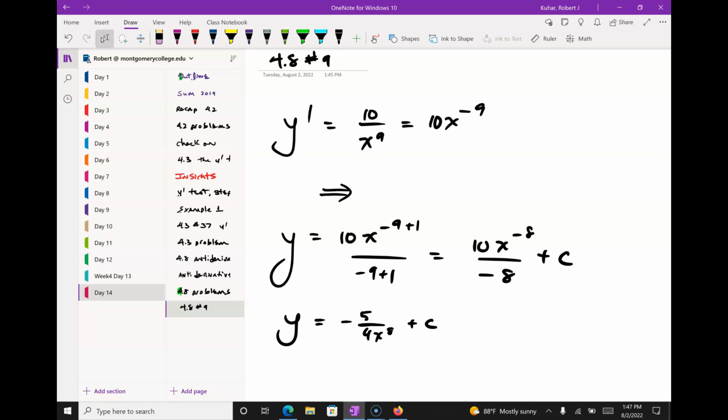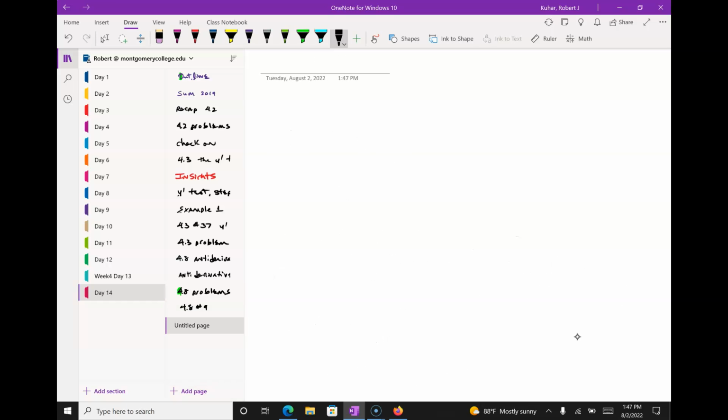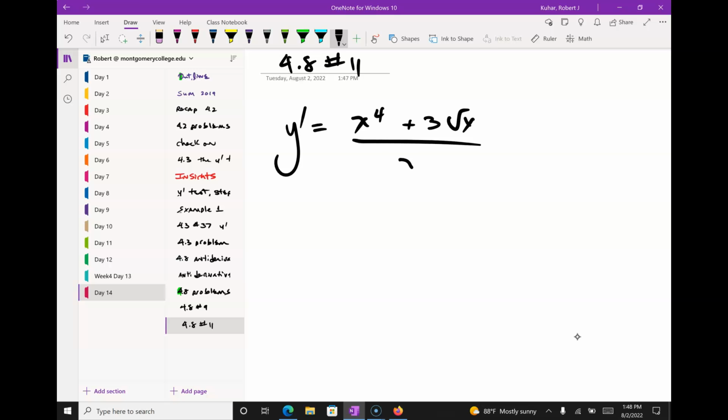Let's look at 11. Every single antiderivative. You don't know, but we'll be able to figure it out later. That's right. Let's do 11. So y prime, this is number 11. Y prime is, I'm sorry, I'll use x's, x to the 4th plus 3 square roots of x over x squared.